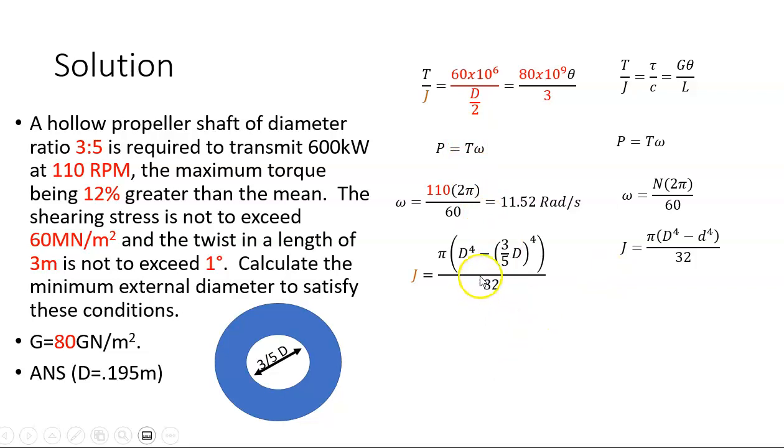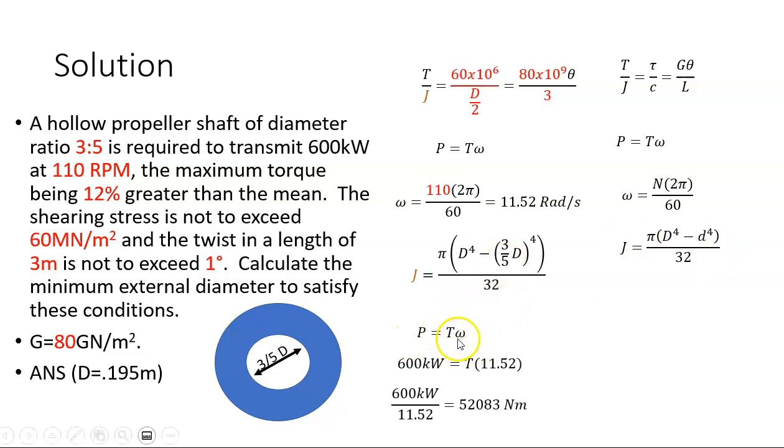It's a hollow shaft, so the second polar moment is pi times d to the 4 minus small d to the 4. Well, small d in this case is 3/5 of the large d, and 3 divided by 5 is 0.6.